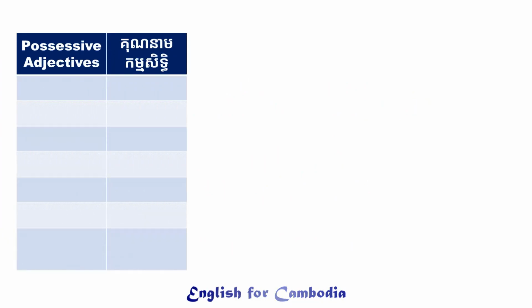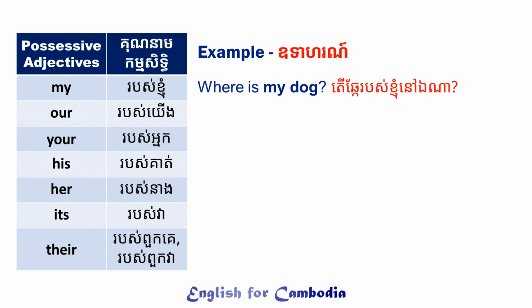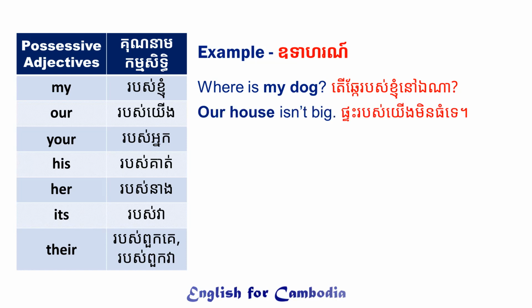Possessive adjectives. My, our, your, his, her, its, their. Example: Where is my dog? Our house isn't big.